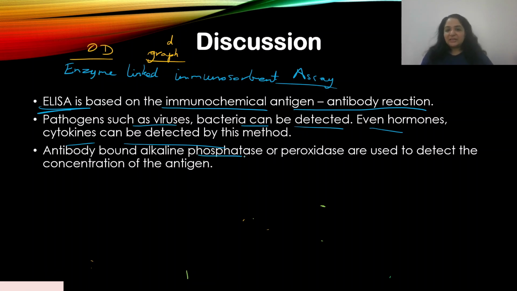Antibody bound to alkaline phosphatase or peroxidase is used to detect the concentration of the antigen. Like I already said, it's an enzyme linked secondary antibody, and then a substrate is added and the substrate enzyme reaction takes place. The color changes. Then you can see the amount of your pathogen or whatever the case is, your sample, your antigen that is present.